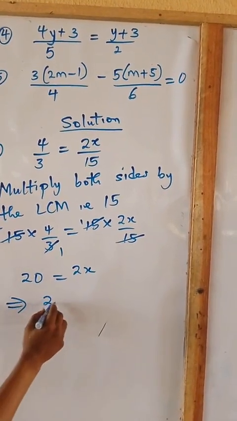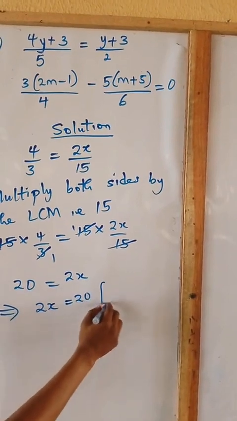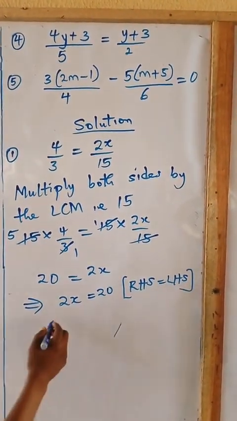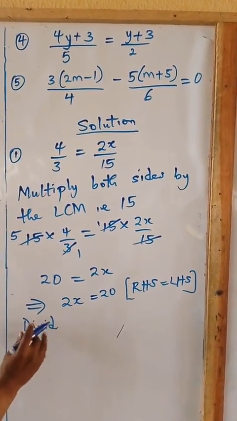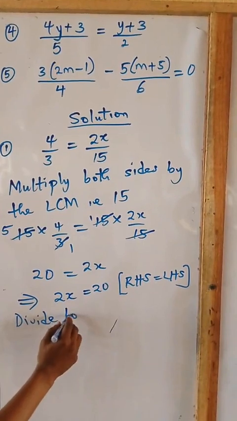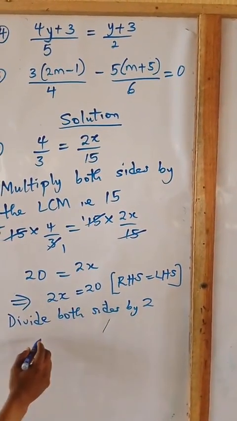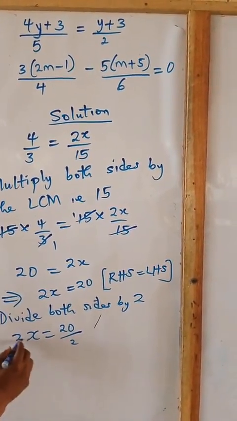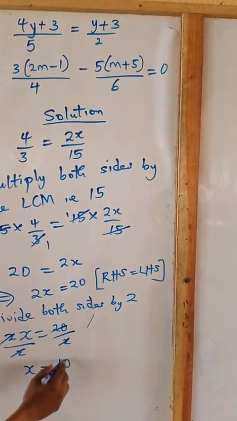Don't forget that we can also write it as 2s is equal to 20, because the right hand side is equal to the left hand side. Then we are going to divide both sides by 2. Then we are going to have s equal to 20 over 2. 2 eliminates 2 here, so therefore s is equal to 10.